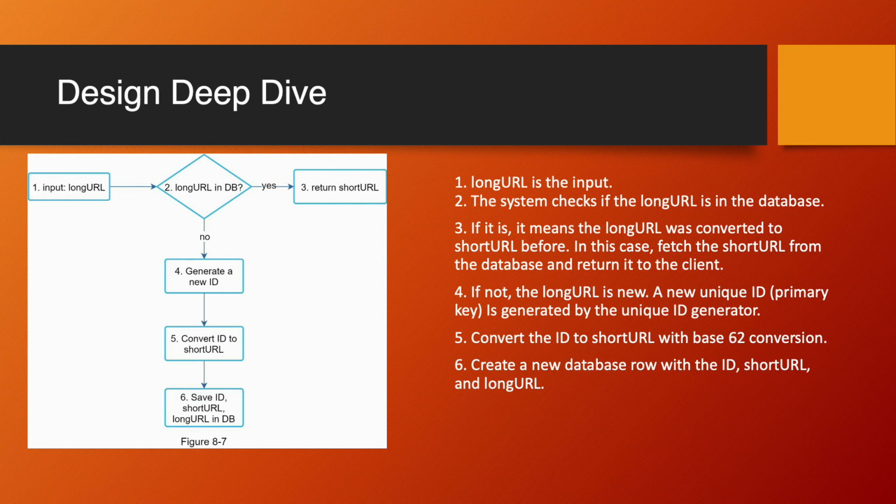So continuing our deep dive discussion, here are the steps. In step 1, the long URL is the input. Then the system checks if the long URL is in the database. If it is, it means the long URL was converted to a short URL before. In this case, fetch the short URL from the database and return it to the client. If not, the long URL is new, so a unique ID is generated. Convert the unique ID to the short URL with base 62 conversion and create a new database row with ID, short URL, and long URL.